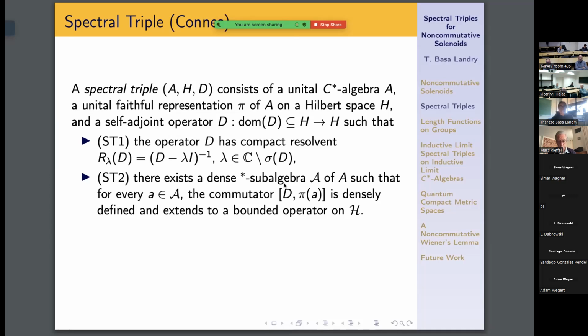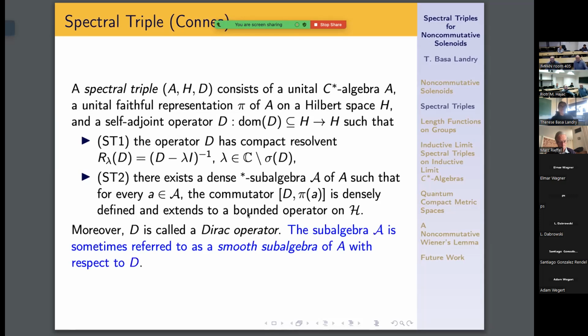In analogy with the manifold setting, this is analogous to the denseness of the smooth functions in C of M for M a manifold. When this operator exhibits all those properties, it's called a Dirac operator. Especially in our setting, we're going to highlight the role of the subalgebra, sometimes referred to as a smooth subalgebra with respect to this operator. This is something we're going to develop later on in the talk today.